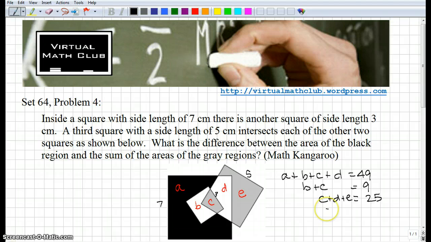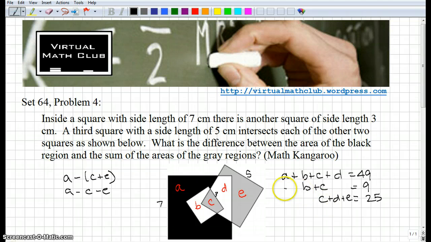And we're asked to figure out the difference between the black region, which is A, and the sum of the gray regions. So that's C plus E. Okay? Or we could write that as A minus C minus E. Okay? So let's take a look at these equations that we were able to write.